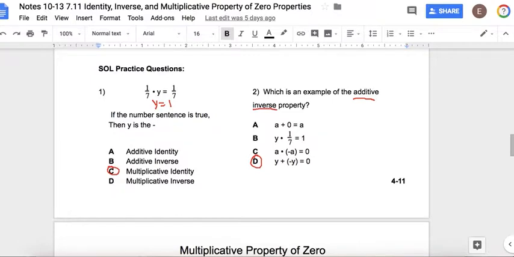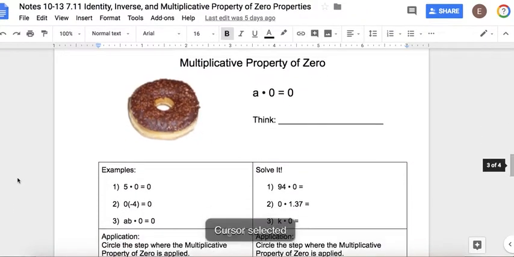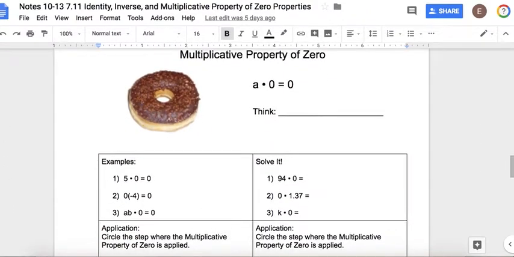Turn the page and let's look at multiplicative property of 0. Okay, this is probably the easiest of all the properties. A times 0 equals 0. So the multiplicative property says multiplying by 0 gives you an answer of 0 every time. So think multiply by 0. You can also think of it as the donut property because the donut looks like a 0.